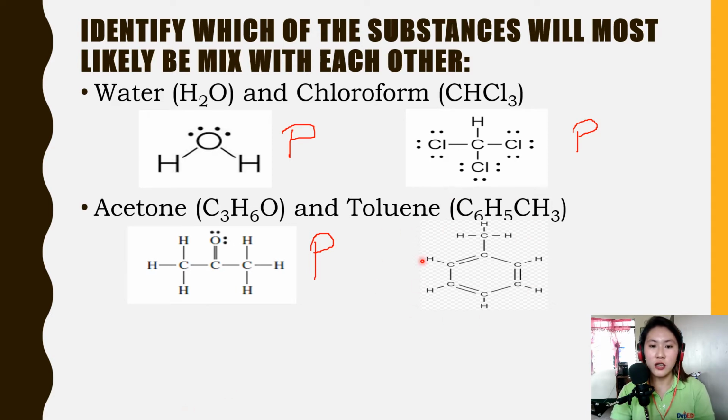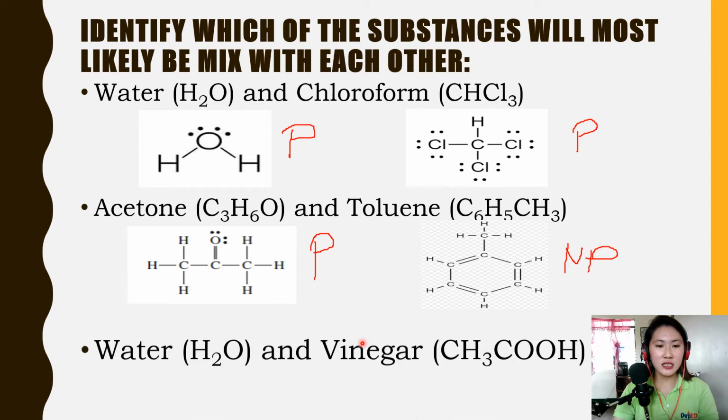Next, we have toluene. As you can see, all of the electrons are bonded with hydrogen, and all of the last elements are hydrogen, right? So this means there is an equal distribution of electrons, and this is a non-polar molecule. A non-polar molecule and a polar molecule have different polarity. So this means they will not mix well together.